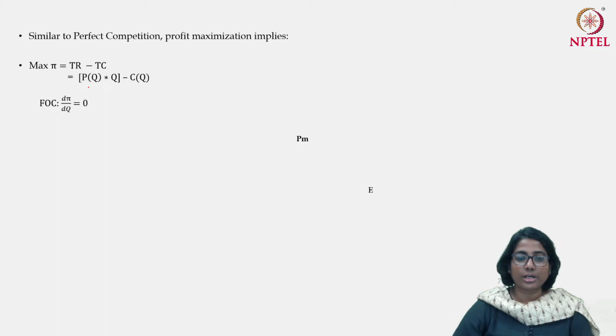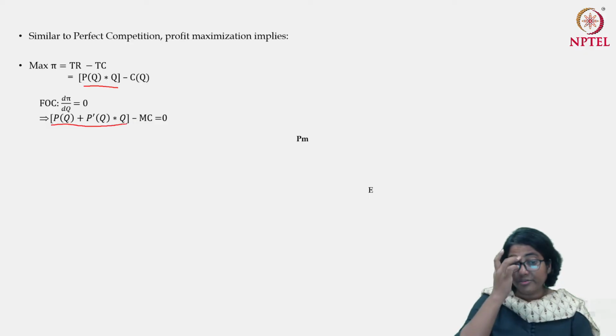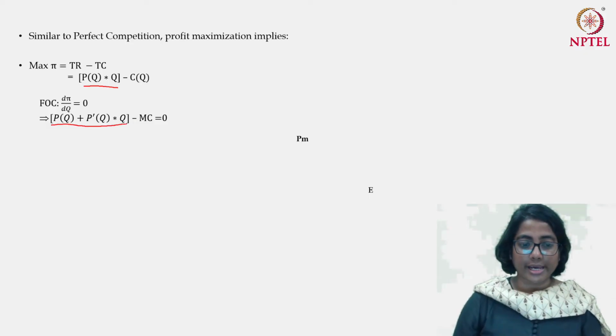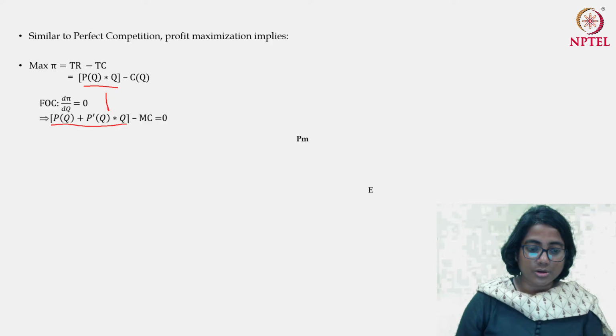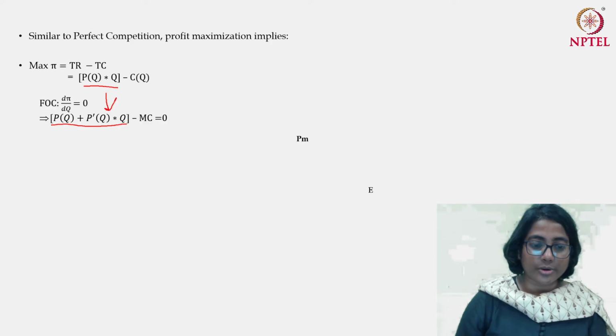So what does the first order condition say? The first order condition says that I have to put dπ/dQ equal to 0 because Q is the choice variable here. If I do that, from this term P(Q) multiplied by Q, I get this particular expression. How I get it, this is explained in the previous slide. You can just go back and check. And so this is what you get here.